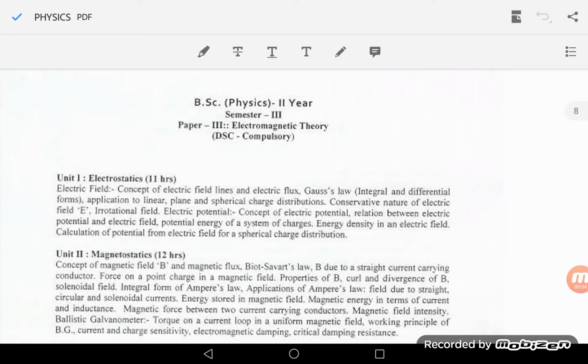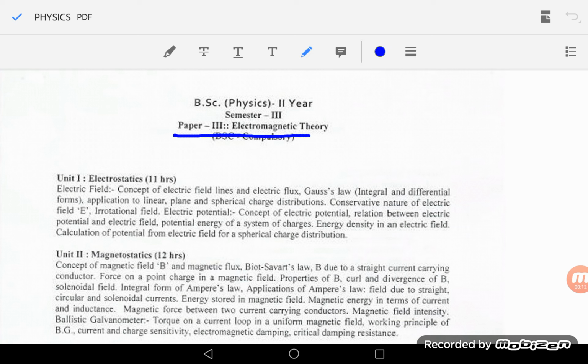In semester 3, second year, we have the syllabus of electromagnetic theory, paper 3. In this semester we'll study electrostatics, magnetostatics and the electromagnetic relations, everything. Each and every law will be deeply discussed in this semester. So, unit 1 is electrostatics.